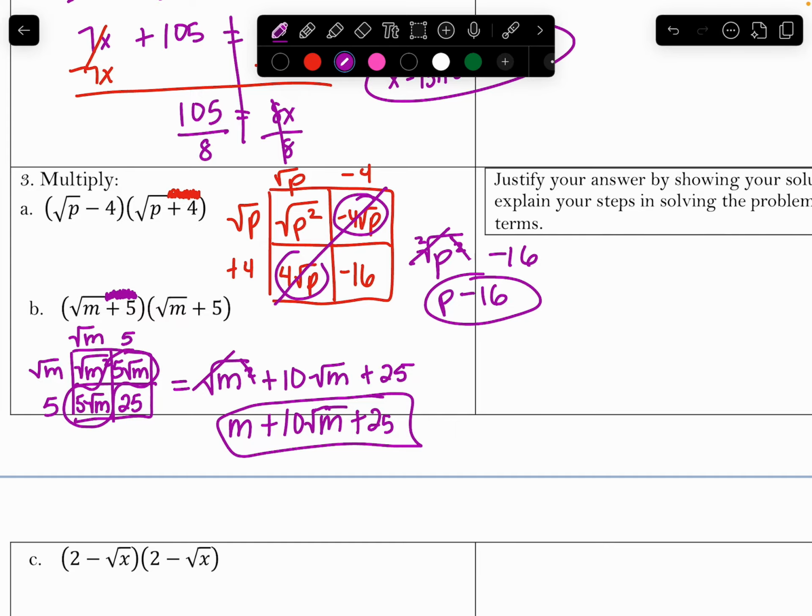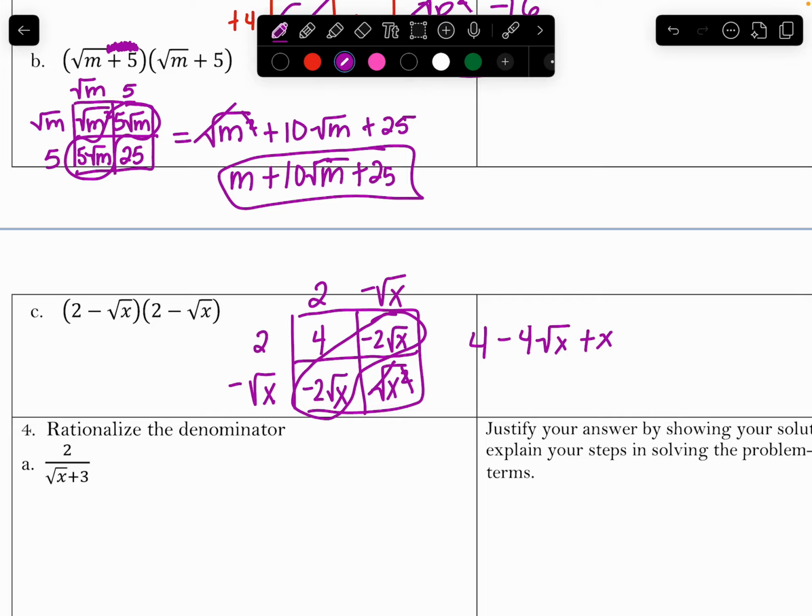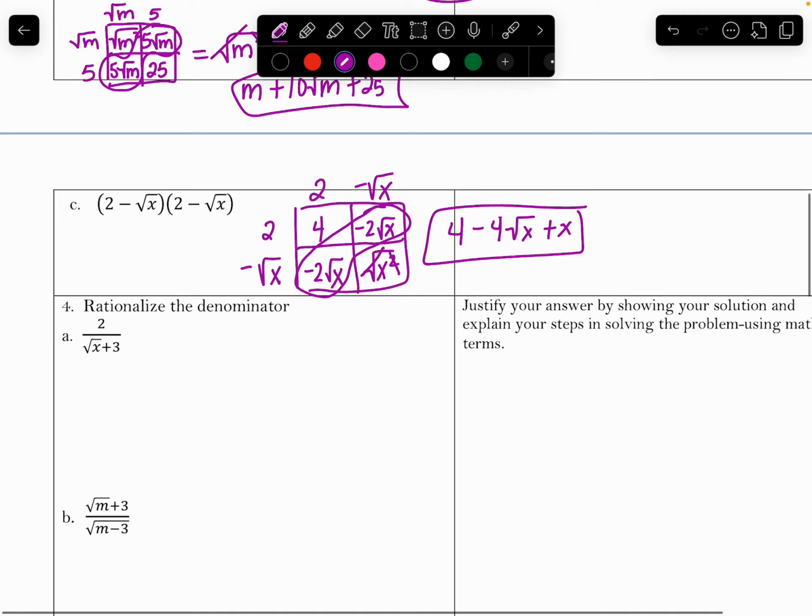Last one, C, another box method problem. Go ahead and pause and try it on your own and see if you get it right, but I'm going to keep working. 2 minus square root of x, 4, negative 2. Be careful of your negatives, please. This is positive square root of x squared. If you notice, they just cancel out at this point. And these are like radicals, so we're going to add them: 4 minus 4 square root of x plus x. You can write it in standard form if you like, but it's not necessary.